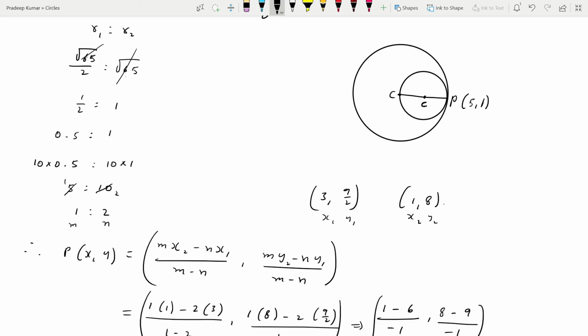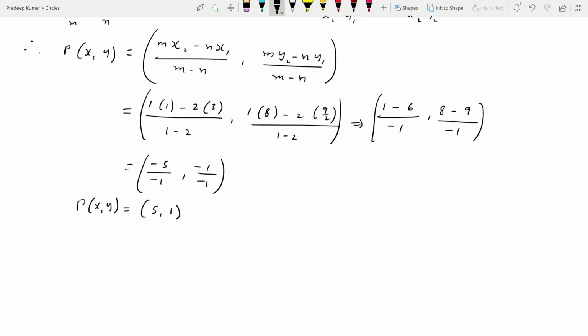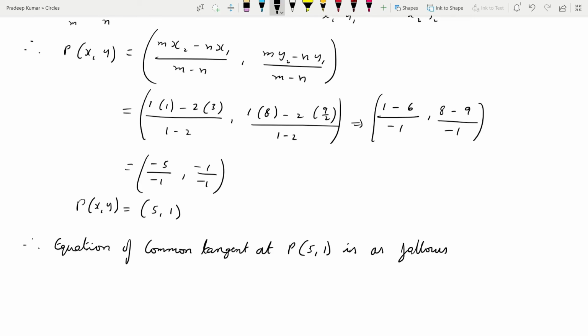So now we have to find the common tangent for both of the circles, so we'll do that. I can write here, therefore, equation of common tangent at P. So the tangent is touching at this particular point, right? That is P (5, 1), where it was touching, as follows.